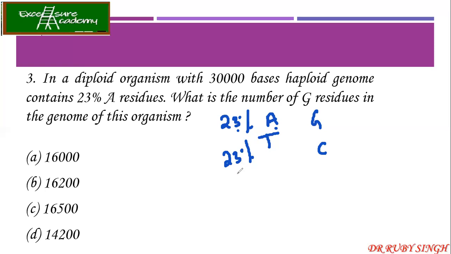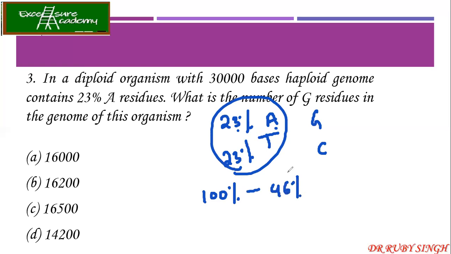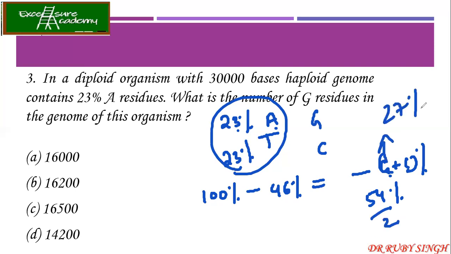See, when A and T is this much, it means 100 percent minus 46 percent will give you the percentage for G and C, right? Do you agree? So 100 minus 46 is 54%. Now G and C are going to be equal. So what will be the percentage of G? Half of this. That is 27%.